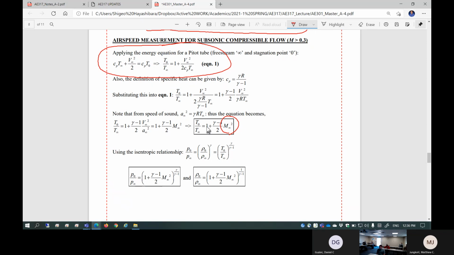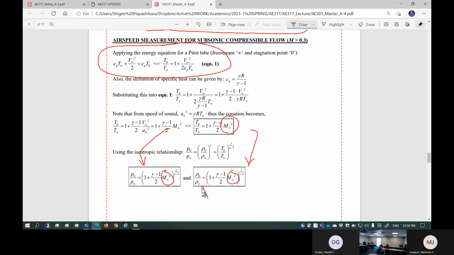And then if you apply this equation together with the isentropic flow relations, you can come up with two more equations. One is, of course, the ratio of the pressure between the stagnation point and the free stream, which is also a function of Mach number. And you can do the same thing for density: the density ratio between the stagnation point and the free stream is also a function of Mach number.